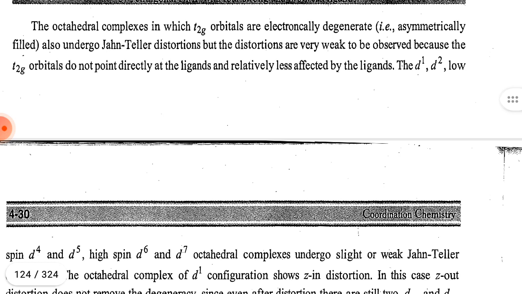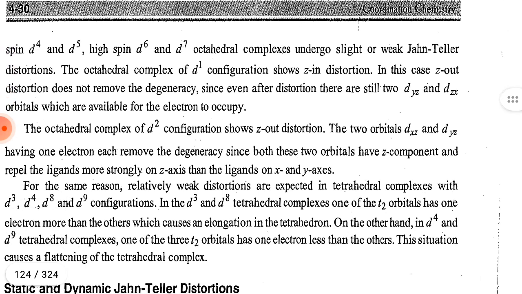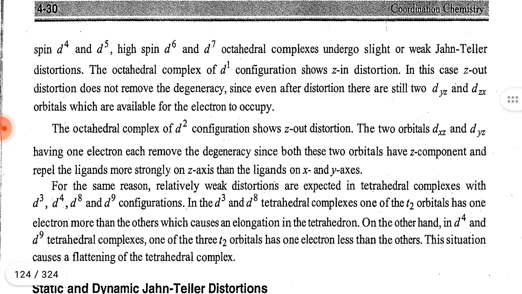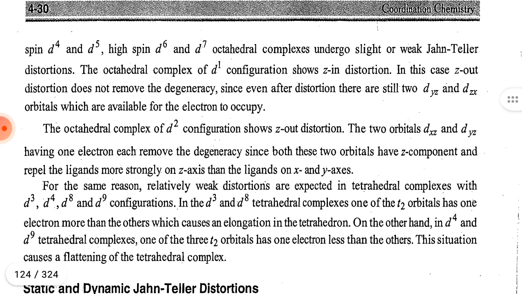The complexes in which the T2g orbitals are electronically degenerate, that is, asymmetrically filled, also undergo Jahn-Teller distortion, but the distortions are too weak to be observed because the T2g orbitals do not point directly at the ligands and are relatively less affected by the ligands. The d1, d2 low spin, d4 and d5 high spin, d6, d7 octahedral complexes undergo slight or weak Jahn-Teller distortion. The octahedral complex of d1 configuration shows z-in distortion.